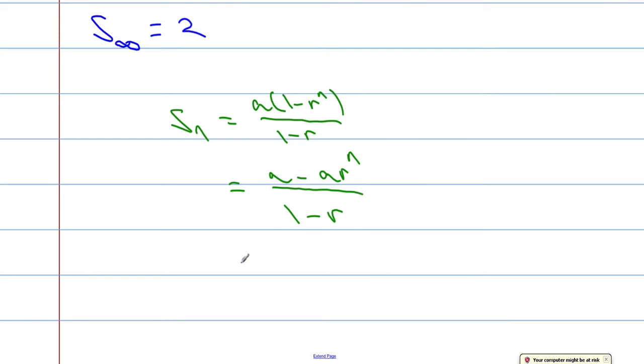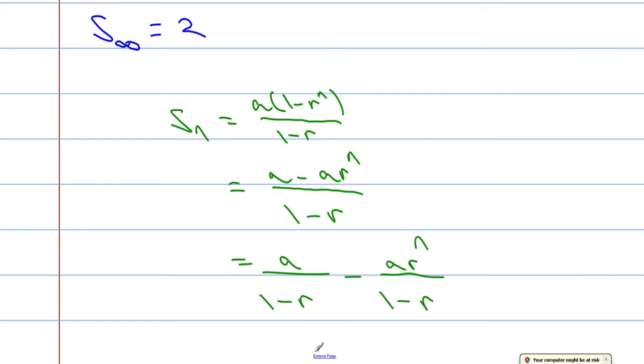So now what I can do is, let's separate it. So we're going to have a over 1 minus r, subtract a r to the power of n over 1 minus r. So if I imagine I had 2 take away 3 over this, I could write it as 2 over this, take away 3 over this.